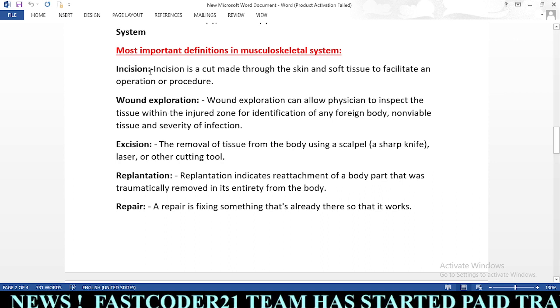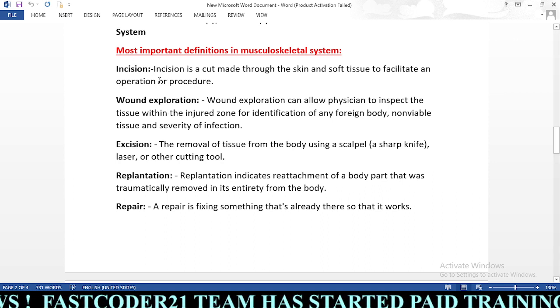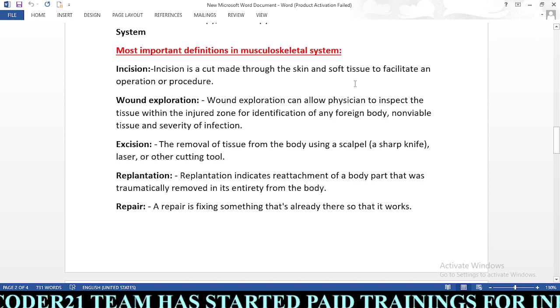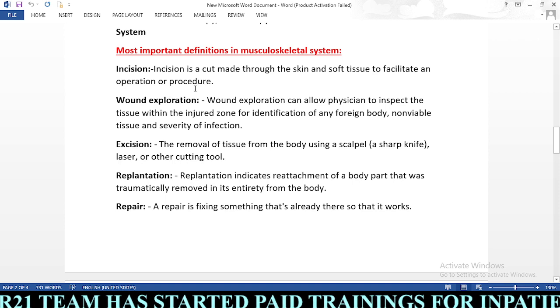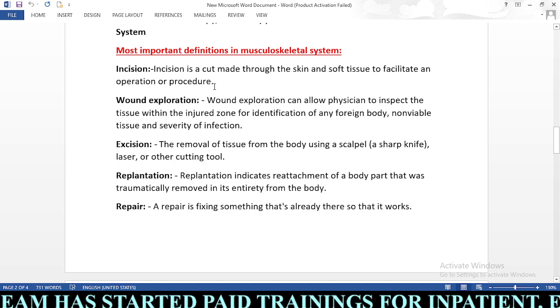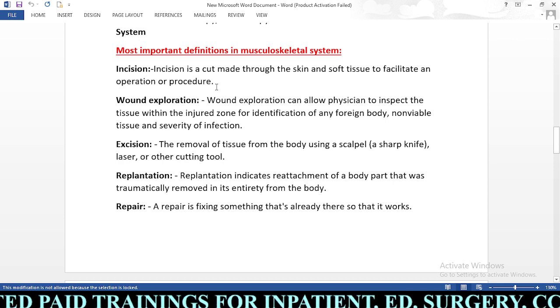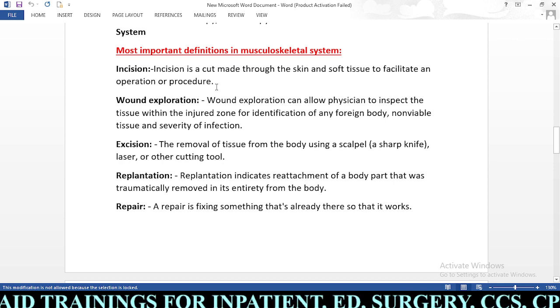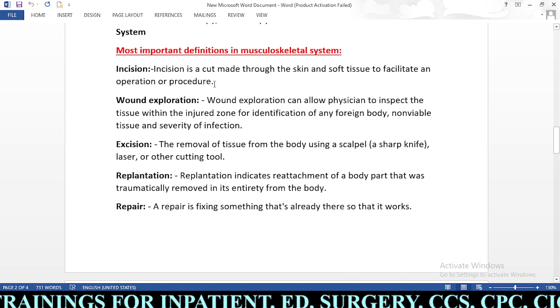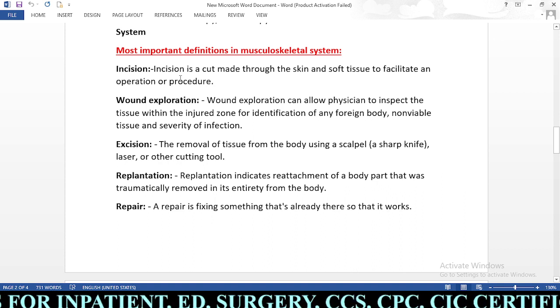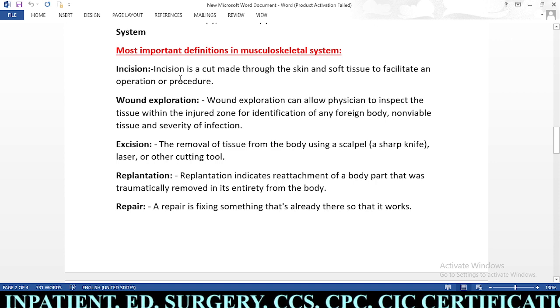So our first definition is incision. So what is incision? Incision is a cut made through the skin and soft tissues to facilitate an operation or procedure. So in order to start any type of procedure, incision is the basic requirement. Whenever a physician starts the procedure, initially he will start with the incision, then he will do the remaining procedures.